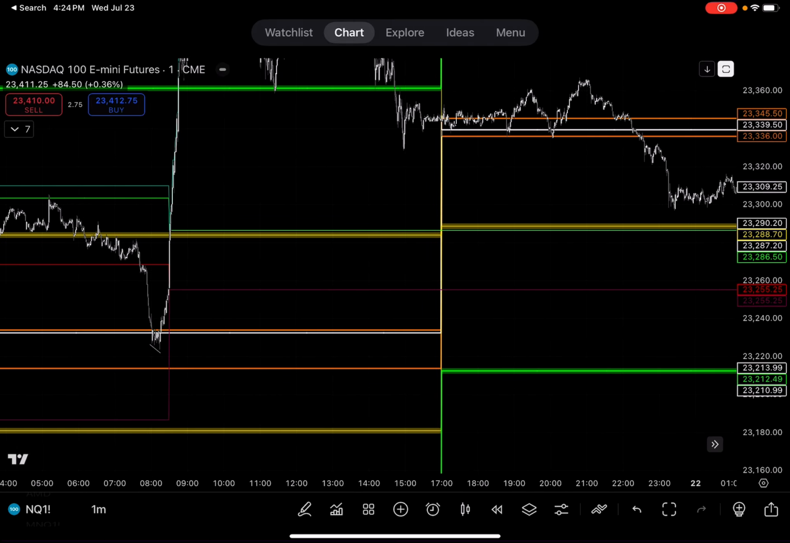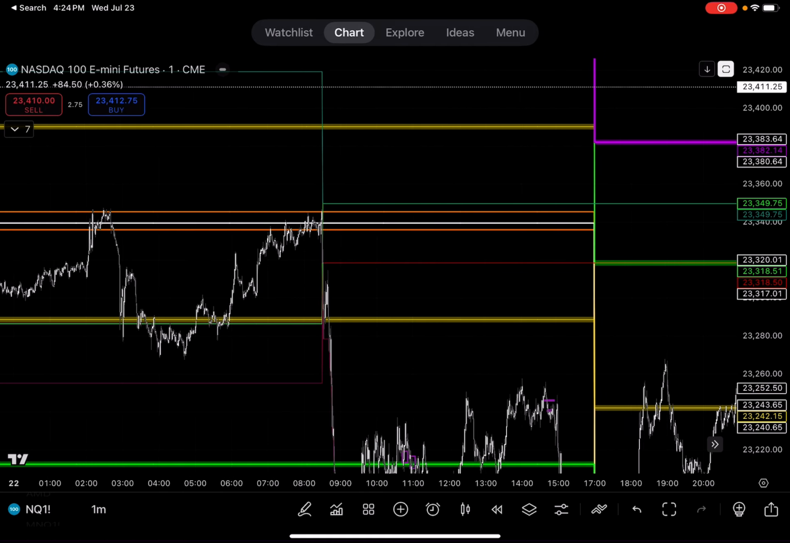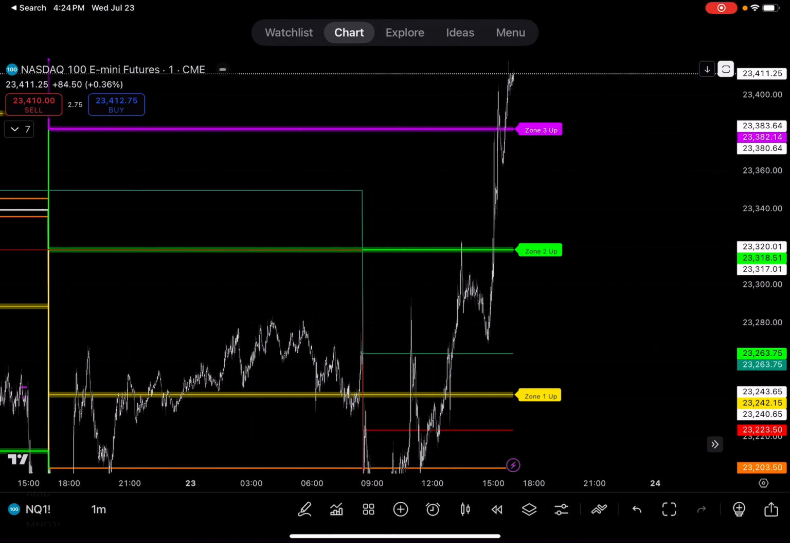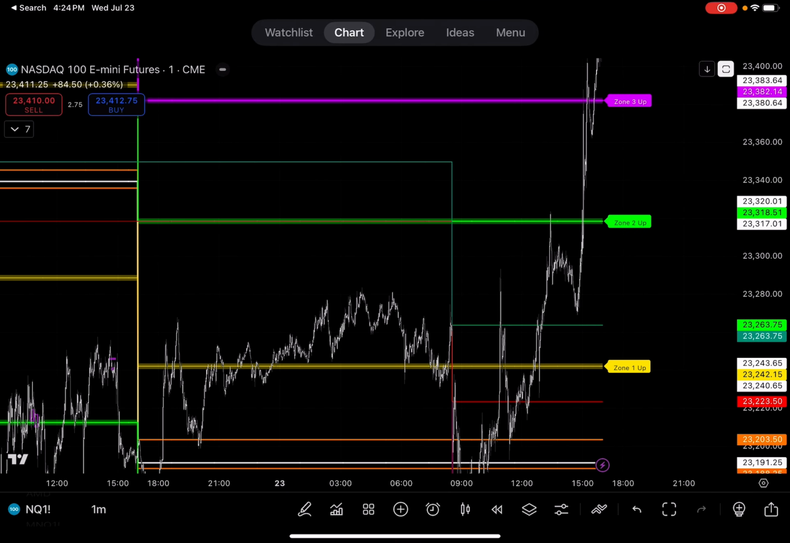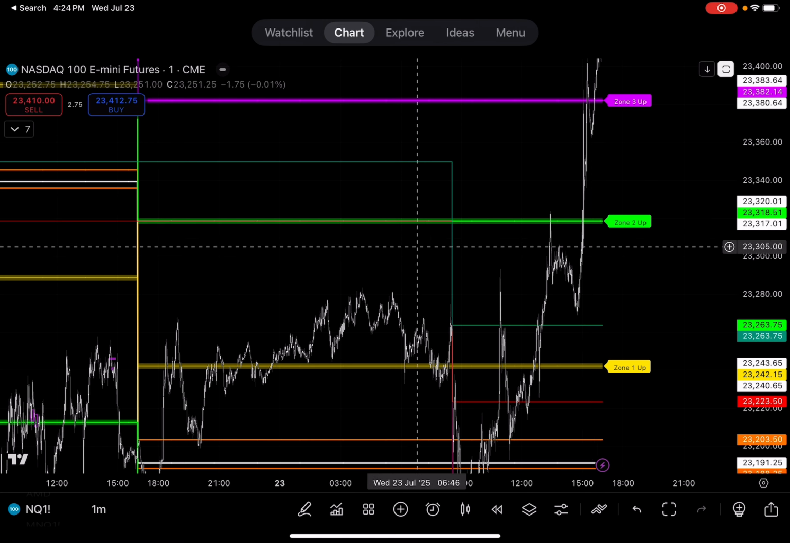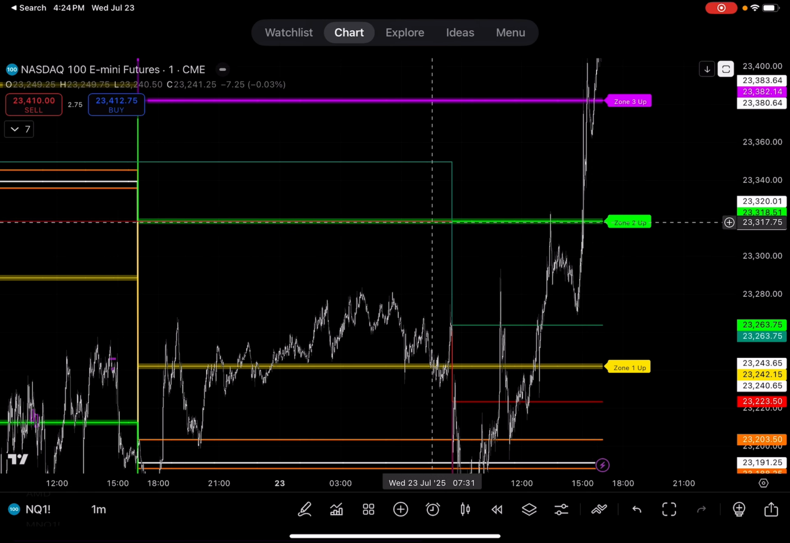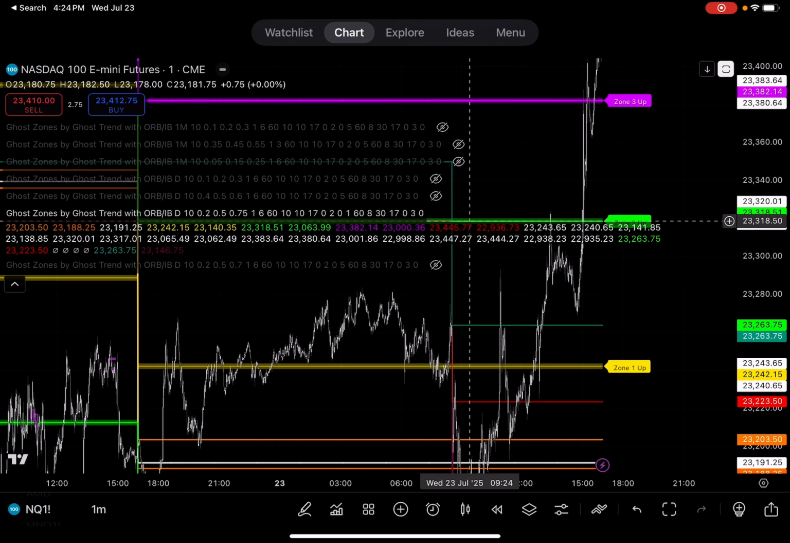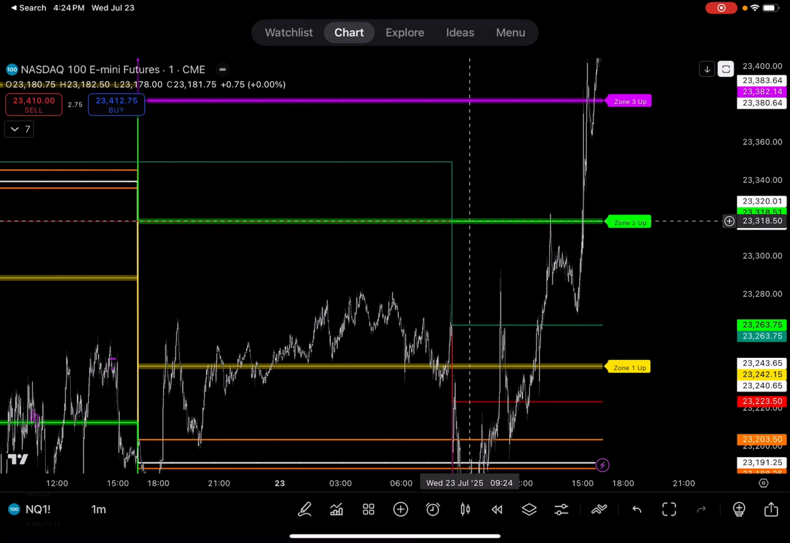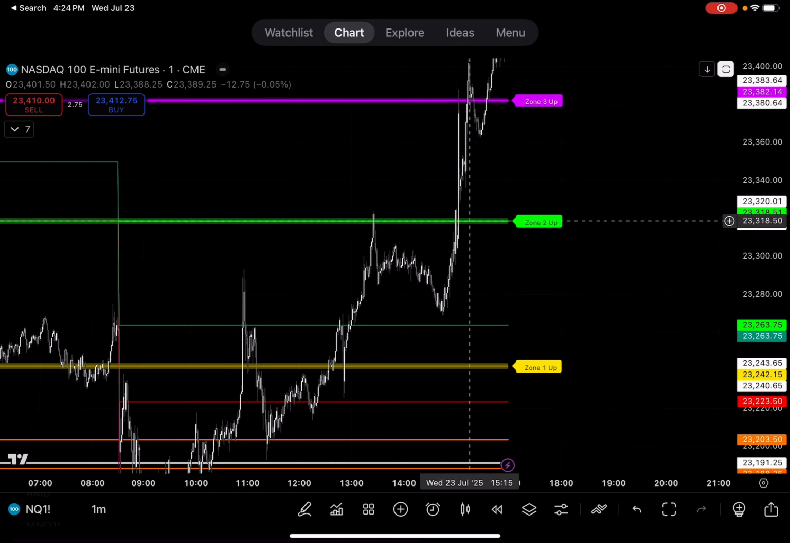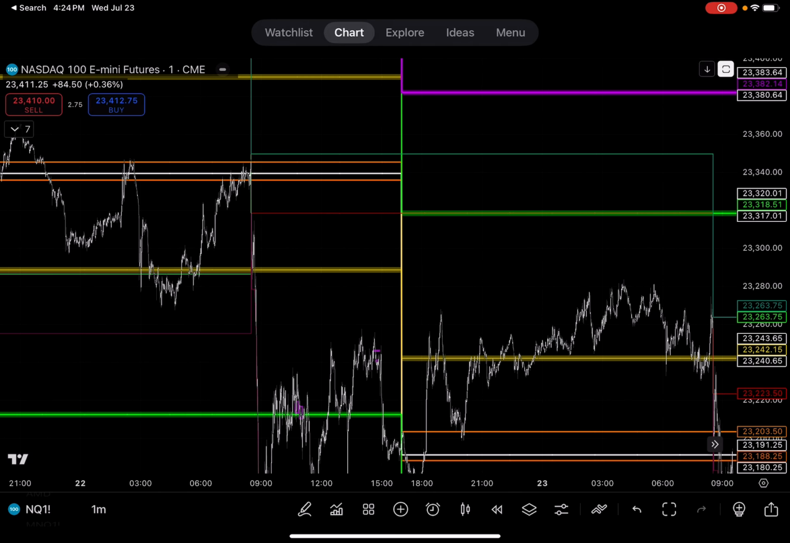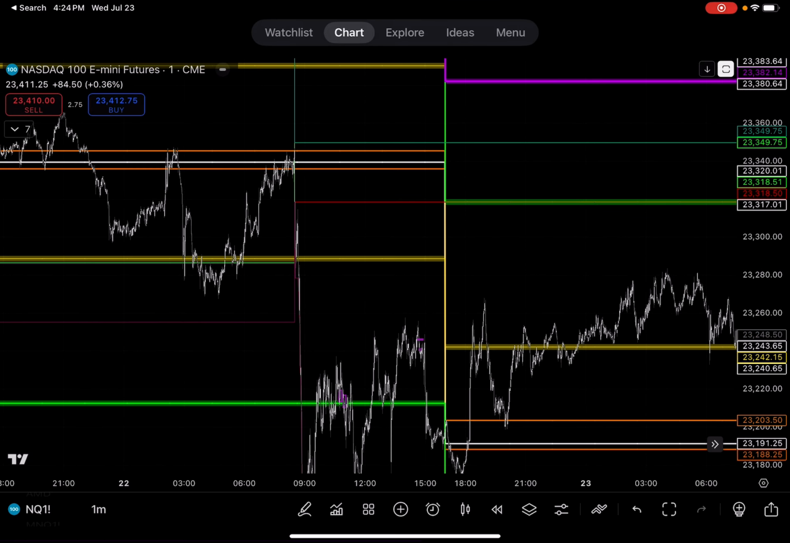You can draw lines if you want to mark out previous day ORBs, like right here was pretty handy. This right here was previous day ORB, and it happened to line up with the zone 2 on here. So pretty interesting. What else am I missing?